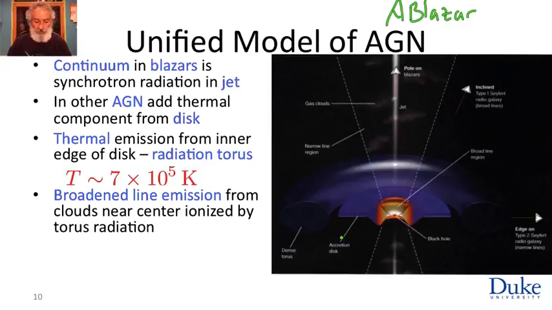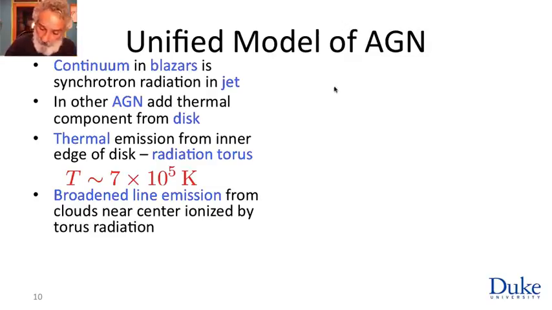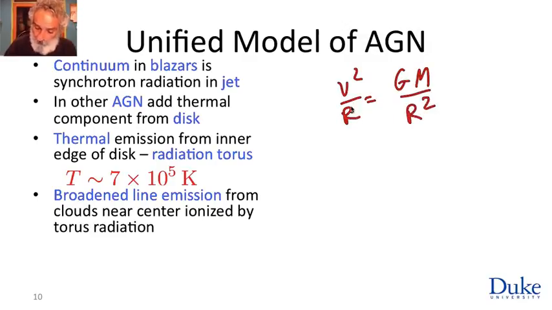Right outside the radiation torus, and we can estimate how far they are because we know the speed, about 5,000 kilometers per second, say. If we know the speed with which something is orbiting, then our good old friend Newton tells us how to make a calculation. Remember that we have v squared over r, the centripetal acceleration, is supposed to be GM over r squared. So again, v squared is GM over r.